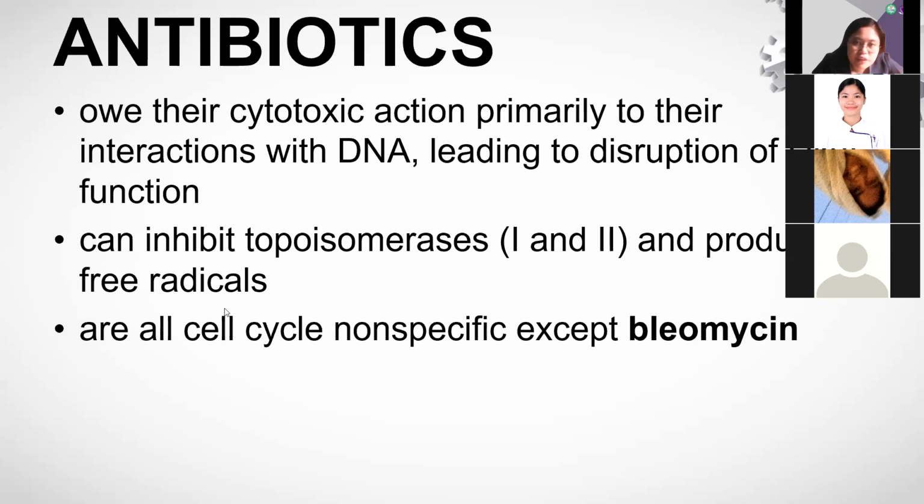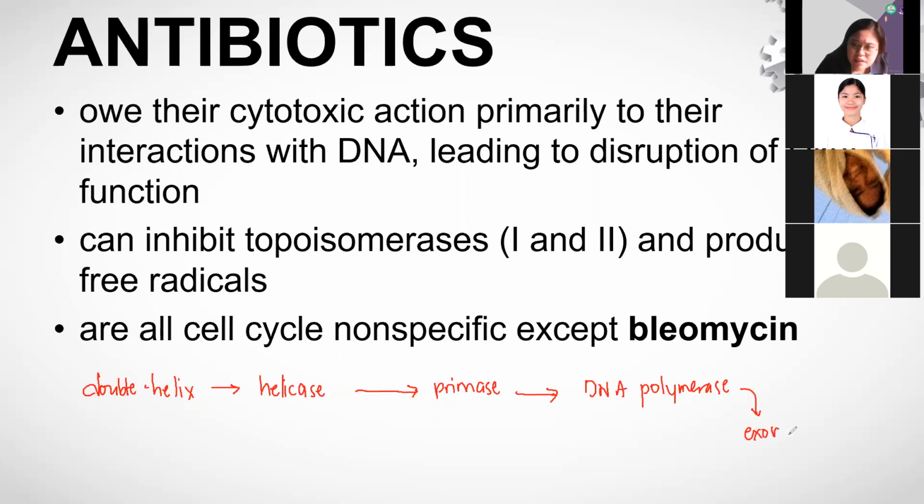But let me discuss the action of the topoisomerases. I hope you are familiar with the topoisomerase, but if not, okay. Let us go back to our DNA synthesis class. DNA is a double helix and it needs to be separated for the replication to happen. The one responsible for separating the two strands is the enzyme helicase. After helicase, you have the primase and then the DNA polymerase. And then we have the exonuclease. And then lastly, the DNA ligase, which pastes or joins the two strands together so they form a double helix again. That's the work of the DNA ligase.